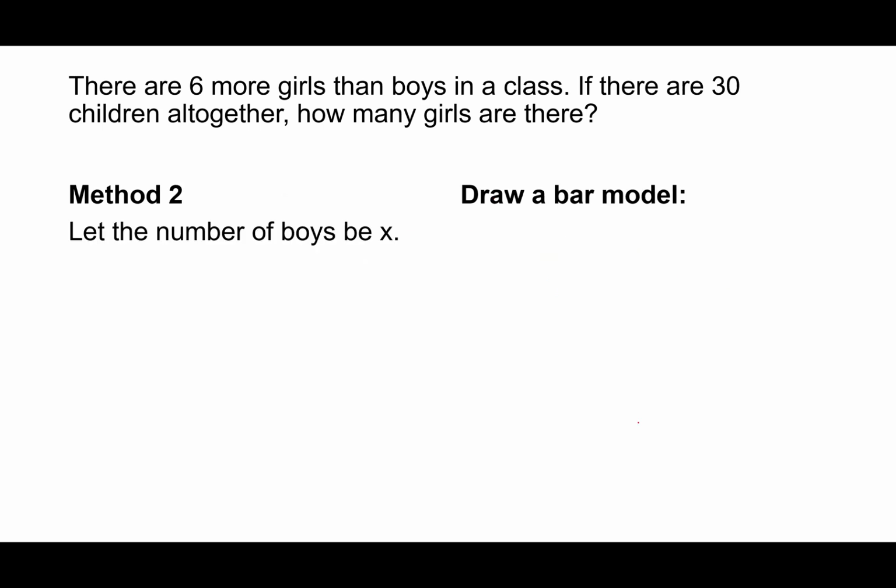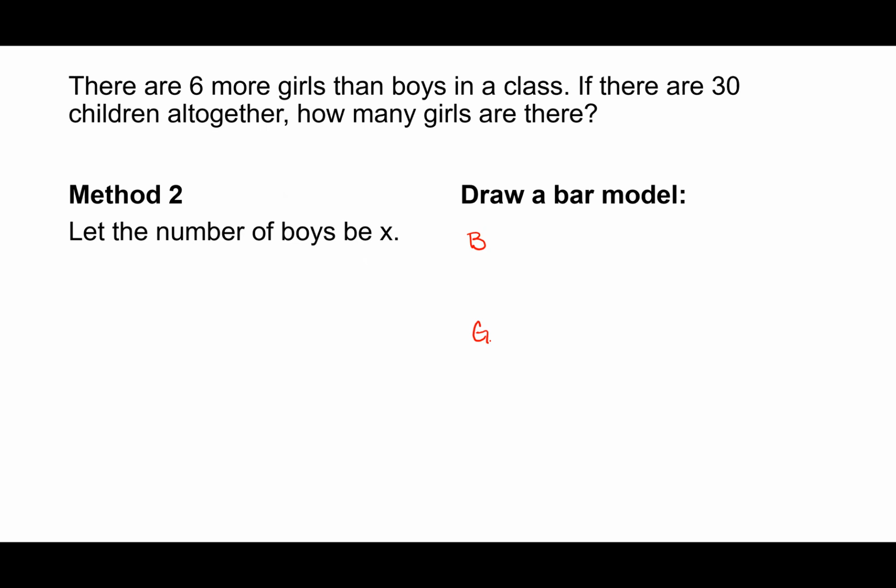All right. Let's do it this way. Method 2. Go ahead and draw your bar model with me. It says there are 6 more girls than boys in a class. If there are 30 children altogether, how many girls are there?